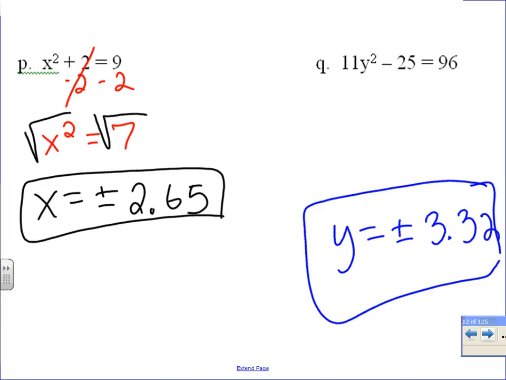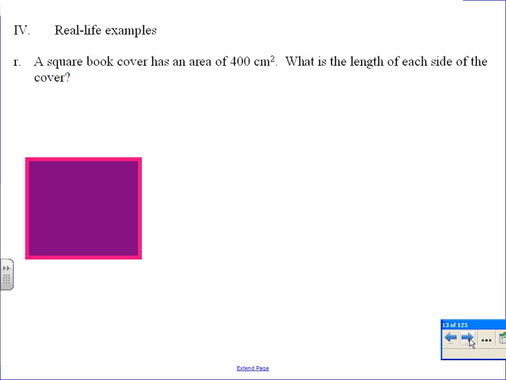Okay, thank you. Let's look at letter R. This one's pretty easy, but we'll just do this together. Kind of like the first warm-up that you did. A square book cover has an area of 400 centimeters squared. What is the length of each side of the cover? The area of the book cover is 400 centimeters squared. They tell you it's a square, so your book must be a square. What is the side length of the cover? When you think you have it, raise your hand.